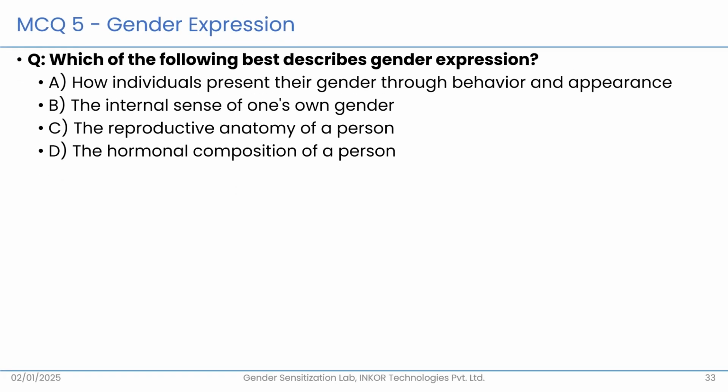Next up, let's discuss gender expression. Which of the following best describes gender expression? Your options are A. How individuals present their gender through behavior and appearance. B. The internal sense of one's own gender. C. The reproductive anatomy of a person. D. The hormonal composition of a person. What do you think?